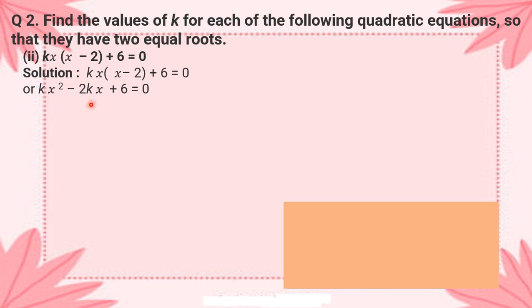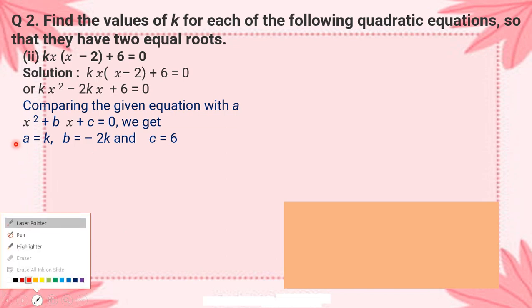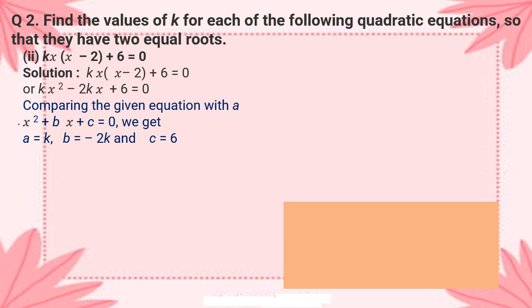Now, comparing this with the standard form ax² + bx + c = 0, we get a = k, the value of b is −2k and the value of c is 6. Now again, let the equation have two equal roots.